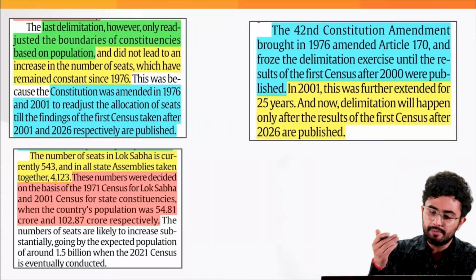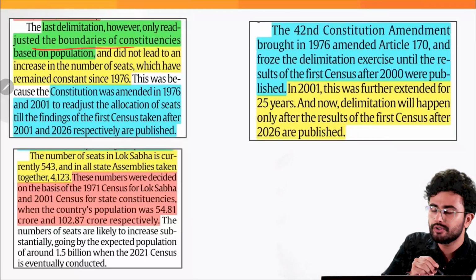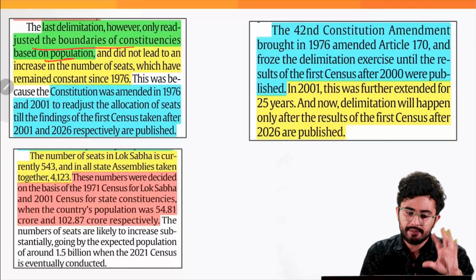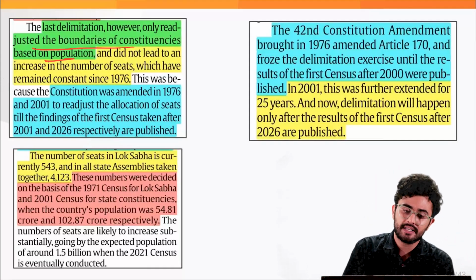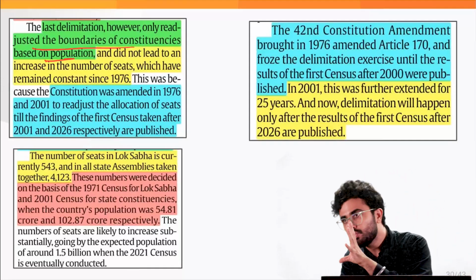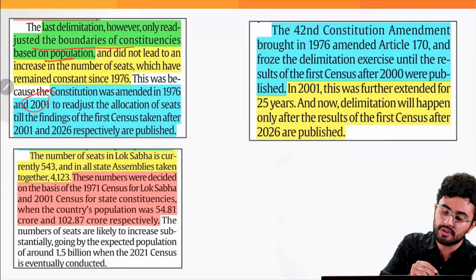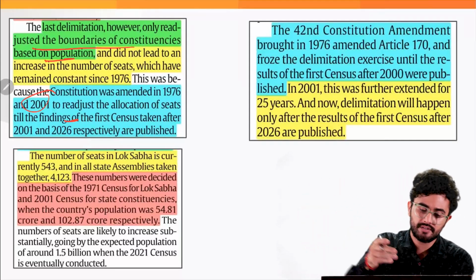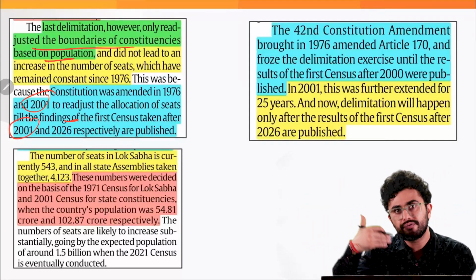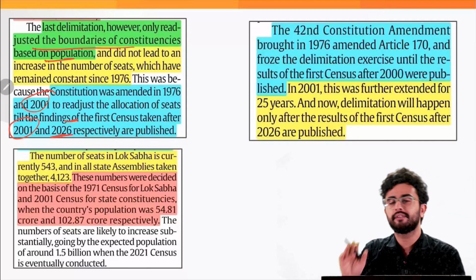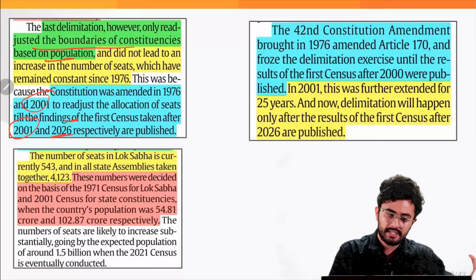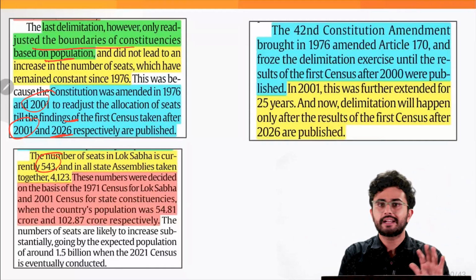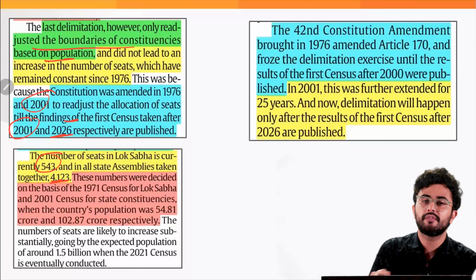Now, the last delimitation, however, only readjusted the boundaries of the constituencies based on the population. It did not lead to an increase in the number of seats, which have remained constant since 1976. This was because the constitution was amended in 1976 and 2001 to readjust the allocation of seats till the findings of the first census which will take place after 2001, and that was further extended to 2026 respectively. Currently, the number of Lok Sabha seats is 543, and if we accumulate all the state legislative assembly seats, it comes to 4,120.